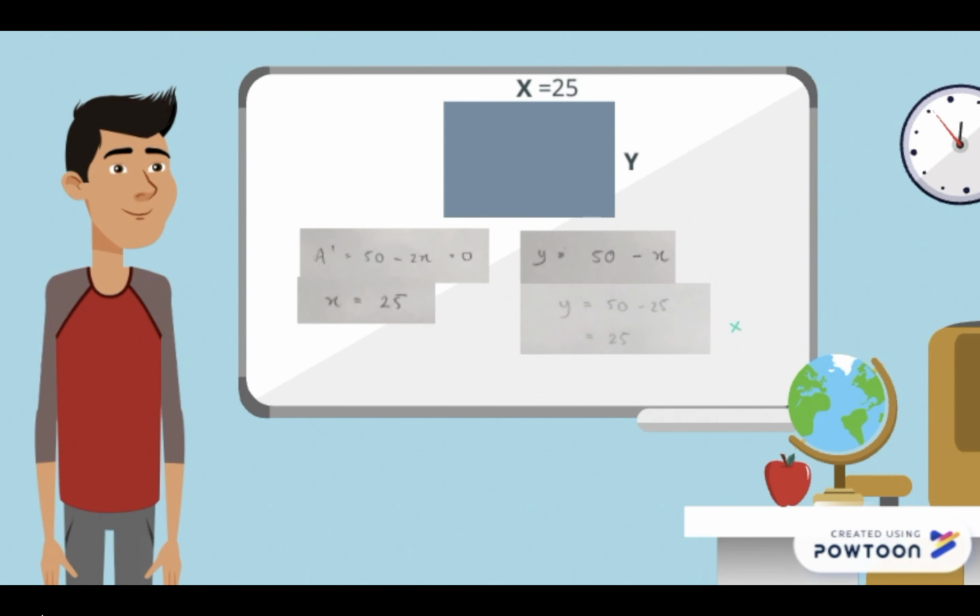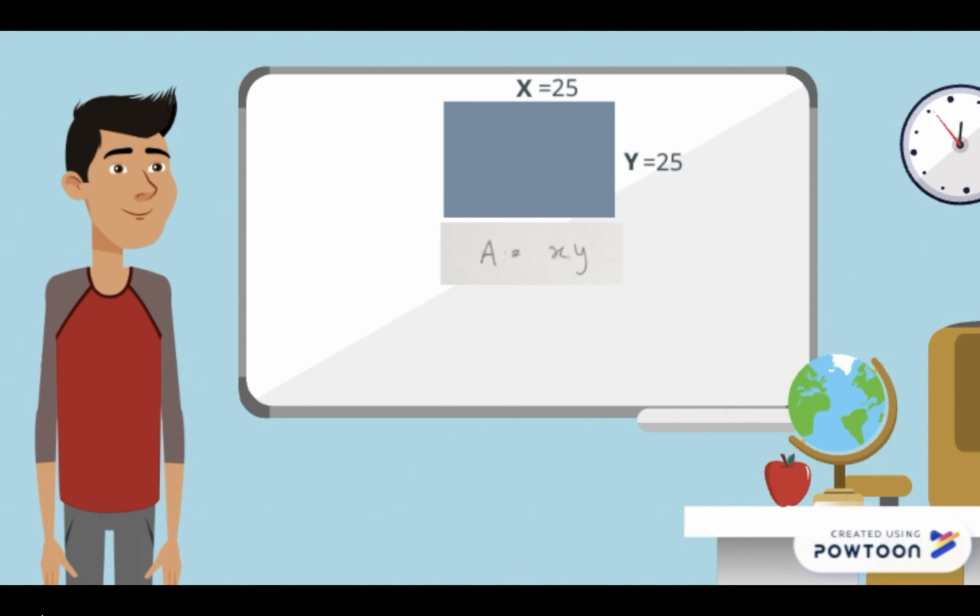Then replacing x by 25 in the function 50 equals the sum of x and y, you will know the value of y, which is also 25. Lastly, plug in both variables into the area function and the answer is 625 square feet.